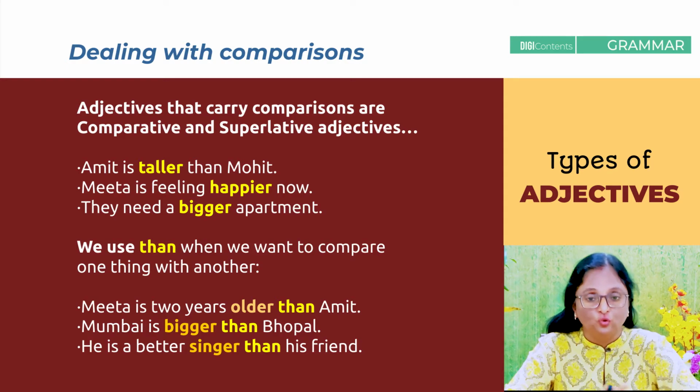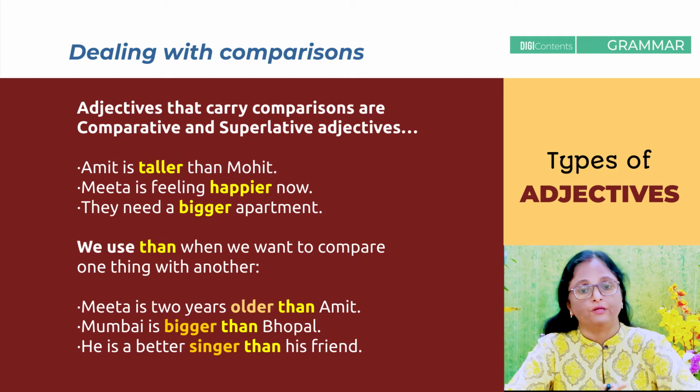Amit is taller than Mohit. Meeta is feeling happier now. They need a bigger apartment. We use than when we want to compare one thing with another. Meeta is 2 years older than Amit. Mumbai is bigger than Bhopal. He is a better singer than his friend.